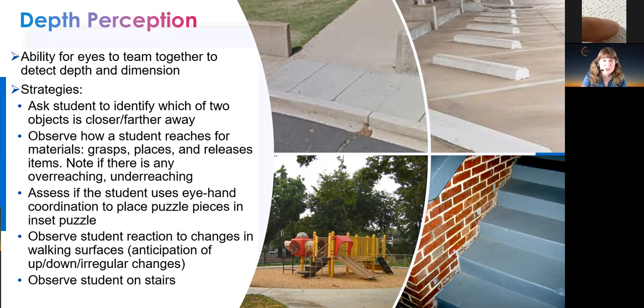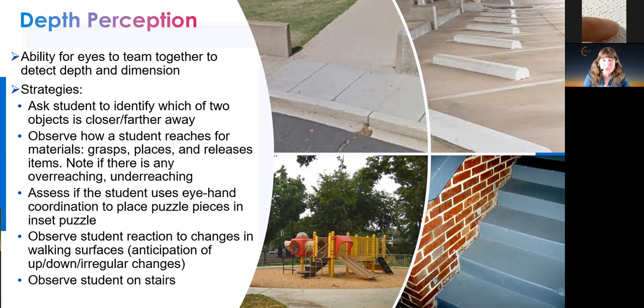Observe student reaction to changes in walking surfaces. If you're doing an observation outside, how are they going from the sidewalk to mulch or the sidewalk to grass? You'd also want to try and observe them on stairs. Sometimes easier said than done in Florida. We don't have a lot of stairs in Florida, but most schools do have them somewhere.